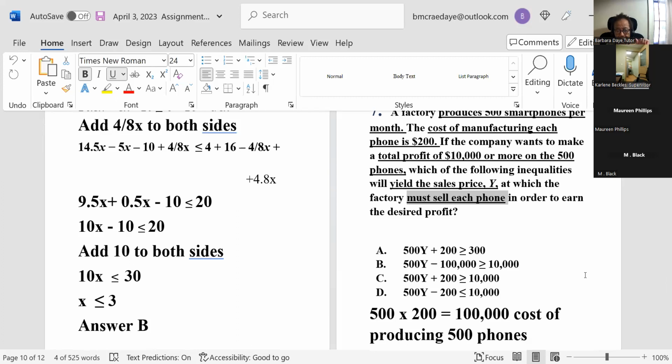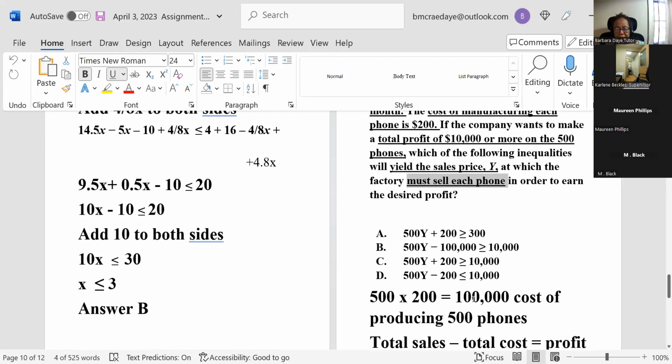Total sales would be 500Y. That's right, 500Y. So that 500Y is your total sales. And what did we find at the beginning? What does it cost to make these phones? What's the total for those 500 phones?